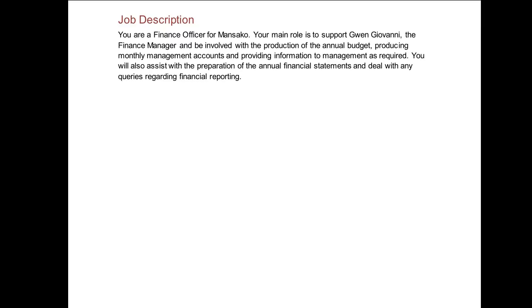Okay, so on this first page, we're given the job description, and since there's not much here, we'll take this one line by line and really get a good understanding of what it is you'll be expected to do for the company in this exam. So you are a finance officer at Mansako.